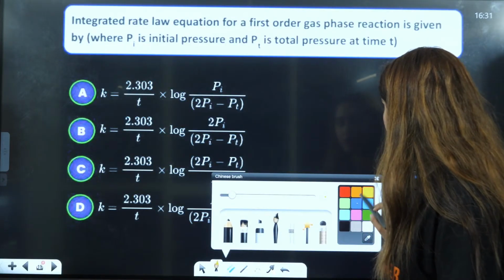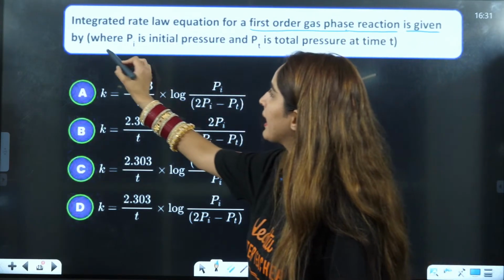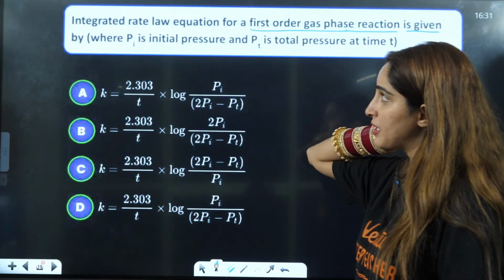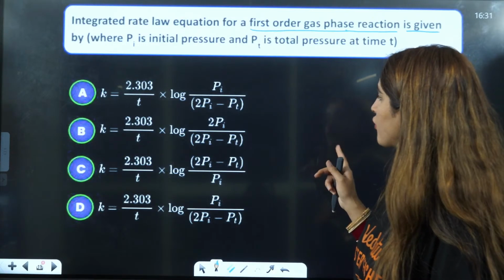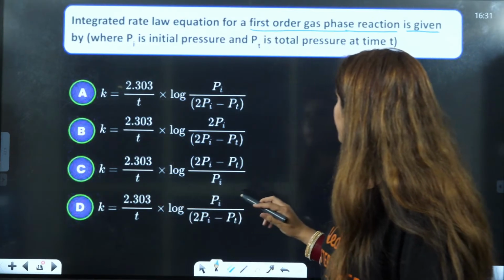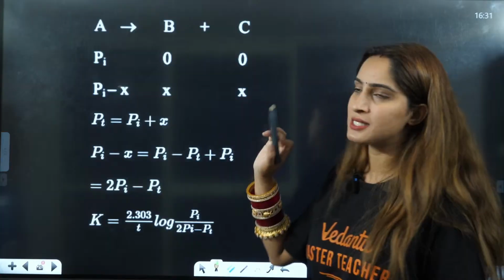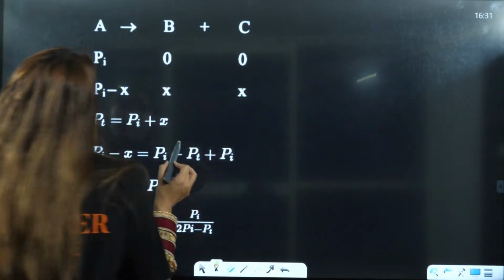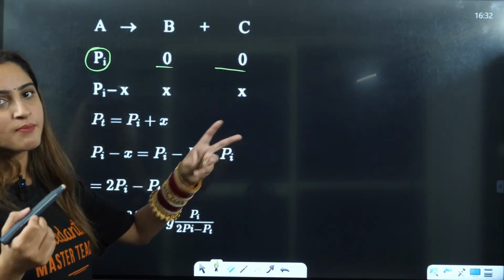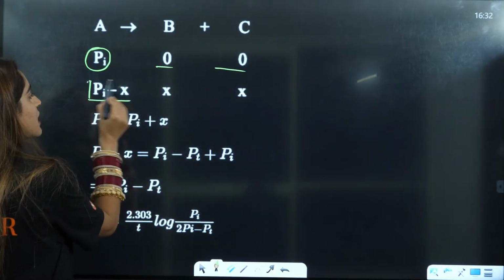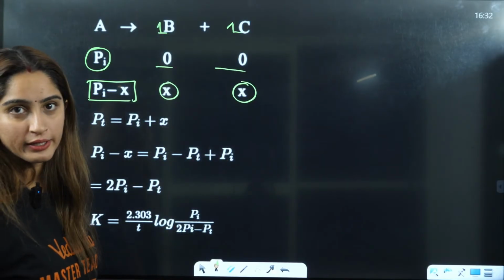Integrated rate law equation for a first order gas phase reaction is given by which of the following? Okay, so you have to tell which integrated rate law equation is given. P is the pressure, this is the total pressure. A simple equation is given to us: A gives rise to B plus C, right? Now here Pi is the initial pressure, this is 0, this is 0. Now we know that X amount will be taken out here. So this is Pi minus X, and because stoichiometry is 1, X amount will be formed here, right?